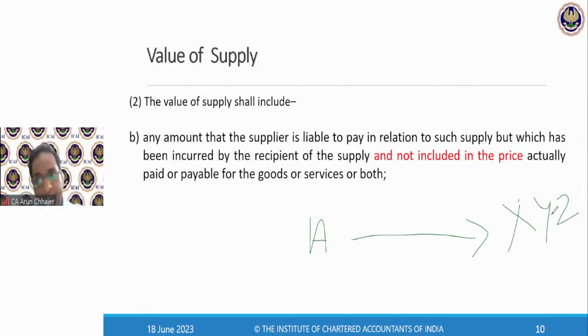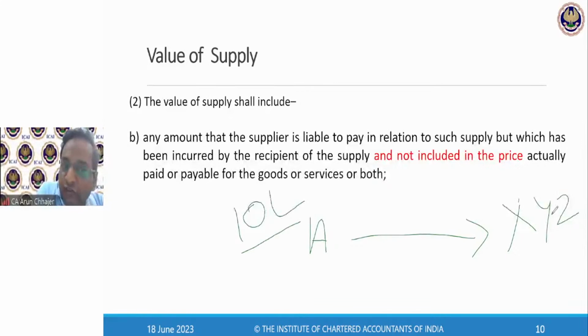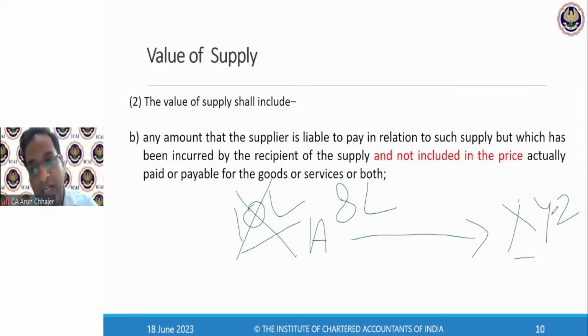A is a supplier and XYZ is a recipient. As per the contract, he needs to raise the invoice of 2 lakh. But why is he reducing? Because some of the expenditure is being incurred by the recipient. XYZ is the recipient. Therefore, he is raising the invoice of rupees 8 lakh because 2 lakh rupees' worth of cement has been given free of cost.